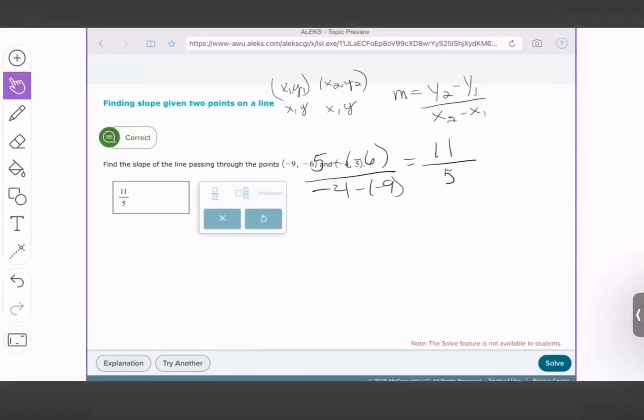Okay, so please practice this. This is really important for any upper level math course. If you're moving on to college algebra, or even if you move on to statistics, you definitely need to understand the slope of a line, because even in statistics, you do regression lines and so on.